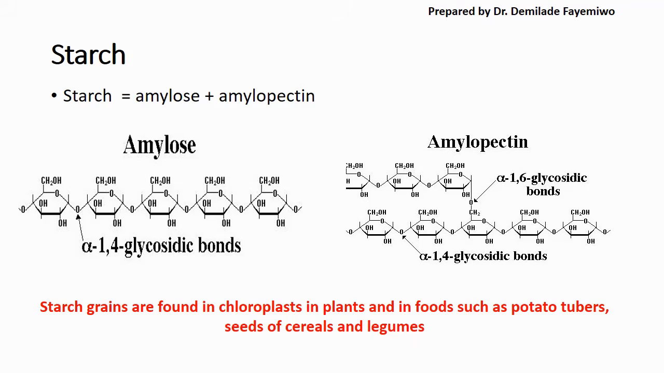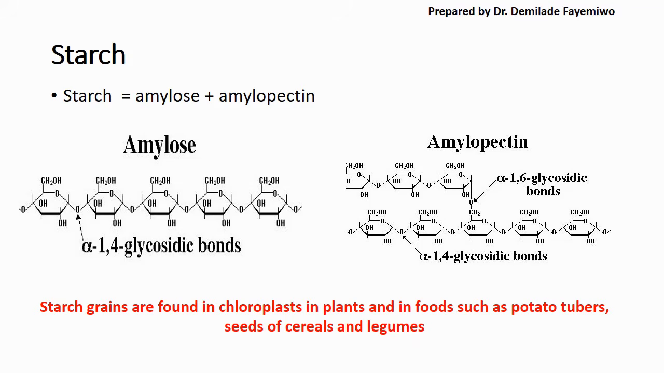If you look at amylose on this slide over here, you will see that it is a straight chain compound. And when you look at the bonds between it, you can see there that they are glycosidic bonds as expected, because you are simply forming polymers of glucose. Now, something to bear in mind is that amylose has what we call alpha 1,4 glycosidic bonds.